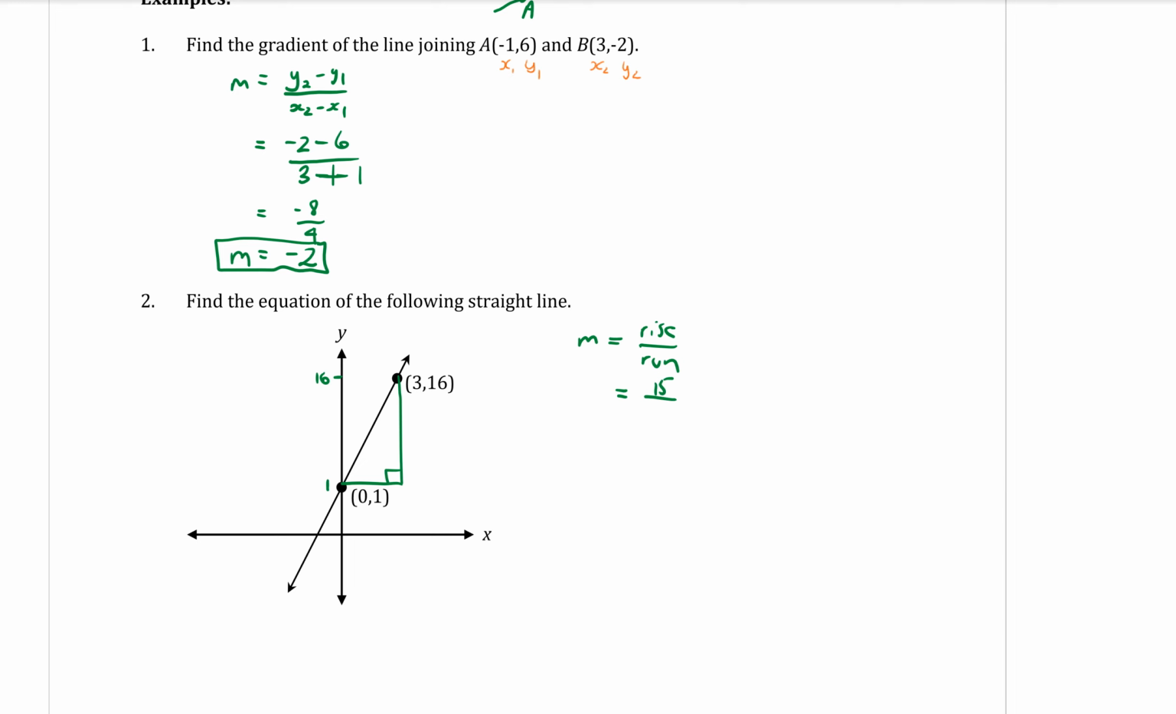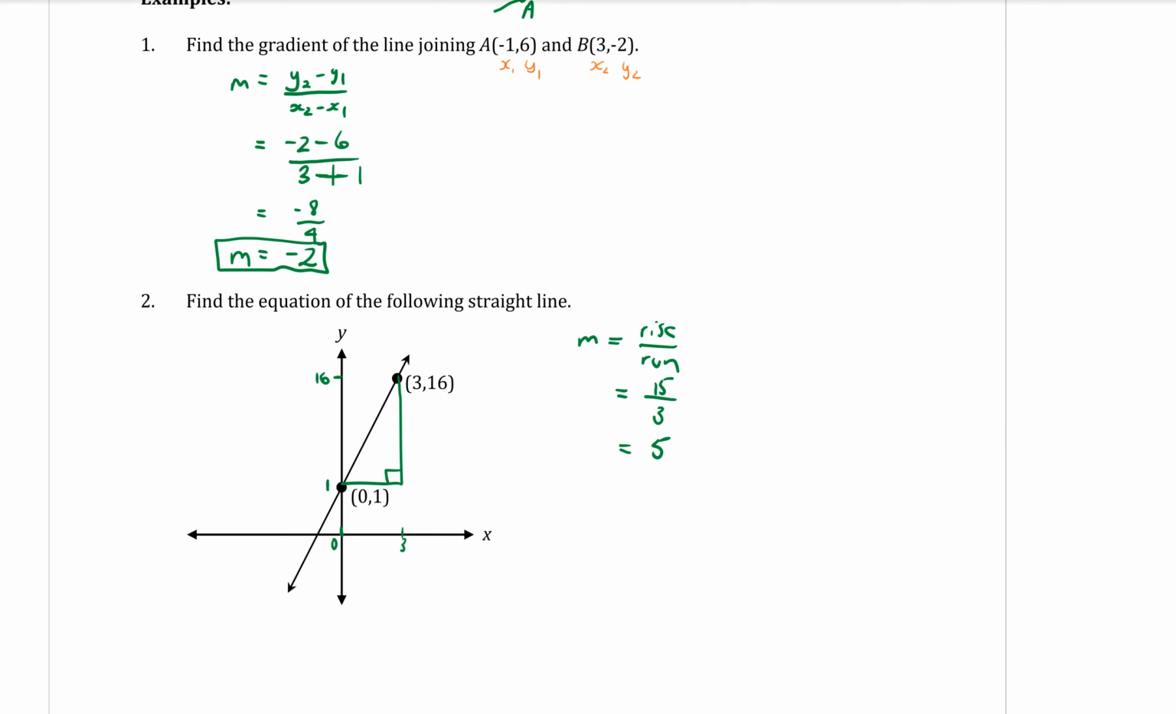The run, the x values start at 0 and go to 3. So that's a run of 3. Always check to make sure if it's a positive gradient or a negative gradient. That's sloping uphill, so that's a positive gradient. So I don't need to have any negative signs in there. 15 divided by 3 is 5.